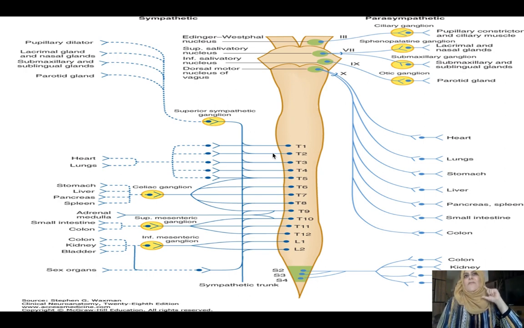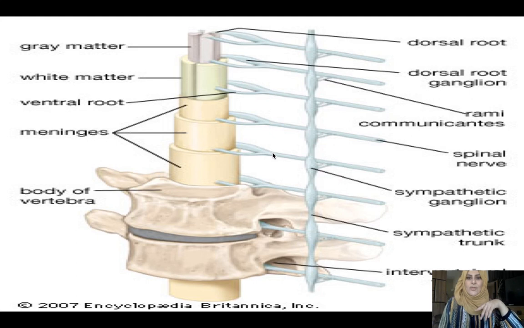It is named according to the region it is present in. If it is in the cervical region, they call it the cervical sympathetic chain. In the thoracic, they call it the thoracic sympathetic chain. In the lumbar, they call it the lumbar sympathetic chain. Okay.